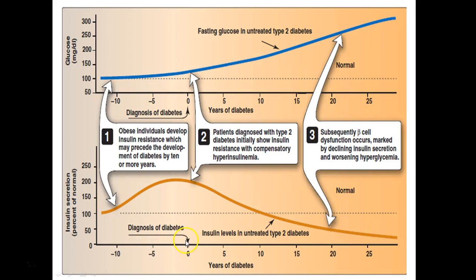So from the diagnosis of diabetes, before that there will be an increase in insulin, and then gradually insulin levels in untreated type 2 diabetes will be declining, and this hyperglycemia will gradually shoot up. So this is the comparison between fasting glucose as well as insulin levels in untreated type 2 diabetes mellitus. Very important.